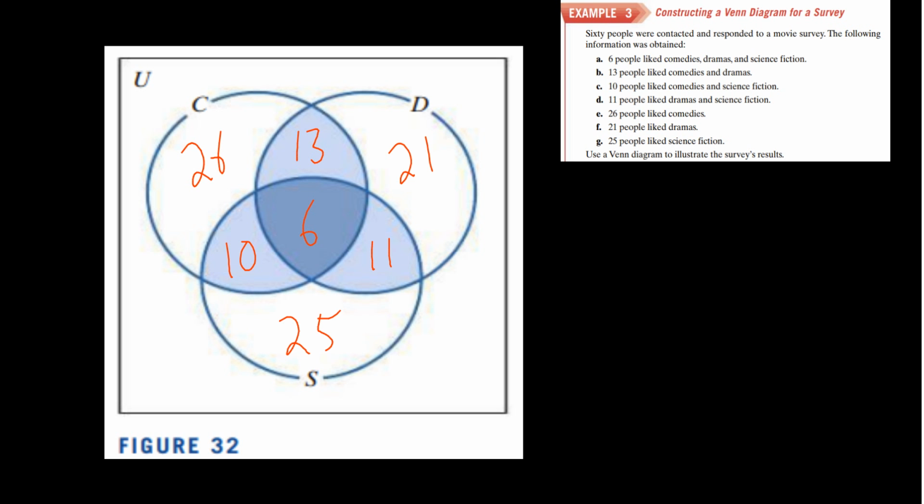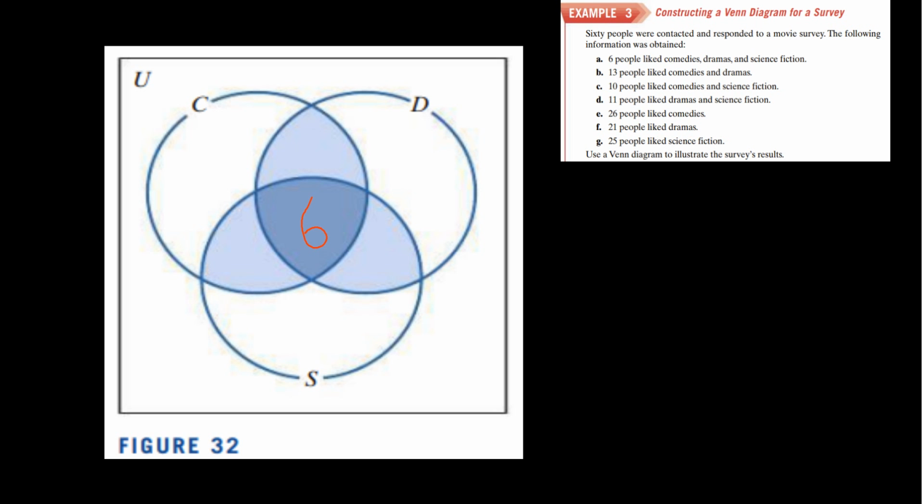Wait, hang on. I think we're missing a universal here. Oh, I know what it is. Okay. Wait, 20. Oh, I messed that up big time. Okay, sorry. I don't know what I was thinking there. Let's start over. I'm sorry. Let's try this again. So, 6 people liked, I didn't subtract there. 6 people liked comedies, drama, and science fiction. So this one was correct.